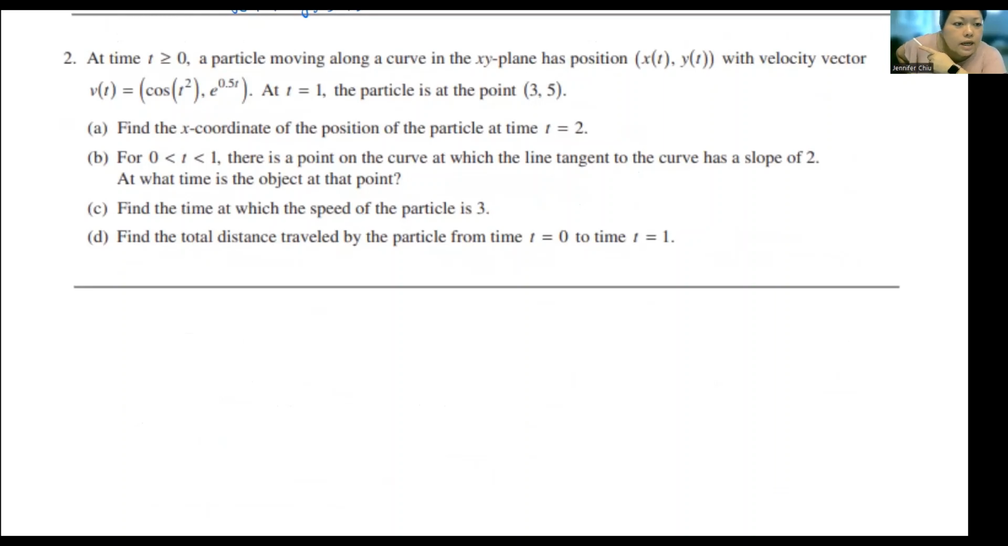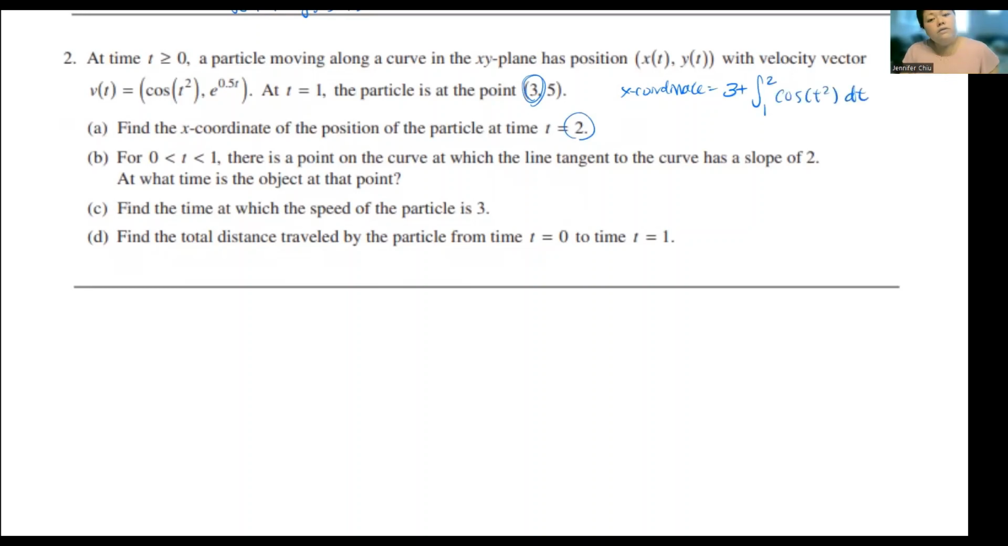So for the x-coordinate, it says you start the point at (3, 5). So there is an initial condition, right? You initially start your x-coordinate at 3, and then you need to add on the distance traveled in the x direction. So your x-coordinate will be equal to 3 plus the integral from 0 to wherever you're going to stop, or actually where it says 2, right? Sorry, let me go back. It says at t equals 1, that's where we started, and then at t equals 2, that's where we end. Your x value, so cosine of t squared dt, right?